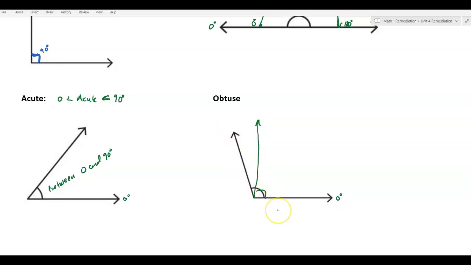An obtuse angle, if you look, if this is 0 degrees, here's 90 degrees, you can tell that that angle is more than 90 degrees. So an obtuse angle, we say in this case, it's greater than 90 degrees, but less than 180. If it was smaller than 90, it'd be an acute angle. So we start at 90 degrees here, and we go all the way to 180 degrees.